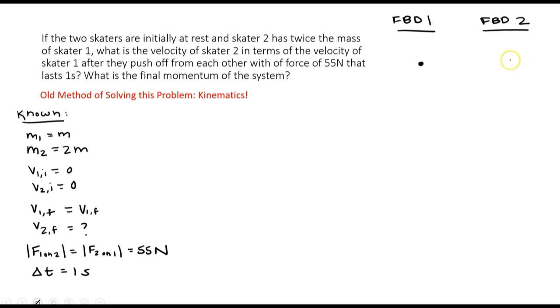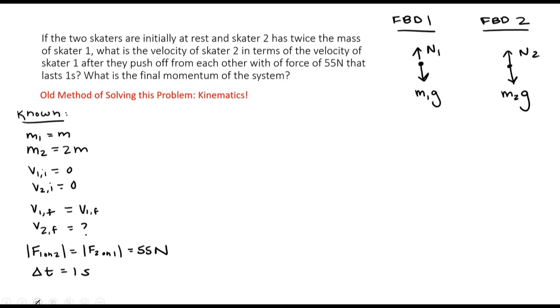So let's say skater 1 is on the left-hand side, skater 2 is on the right-hand side. Of course, they both have weight, so this is going to be m1 times g, m2 times g, and then the normal force keeps them from falling through the floor, so this is going to be n1, n2.